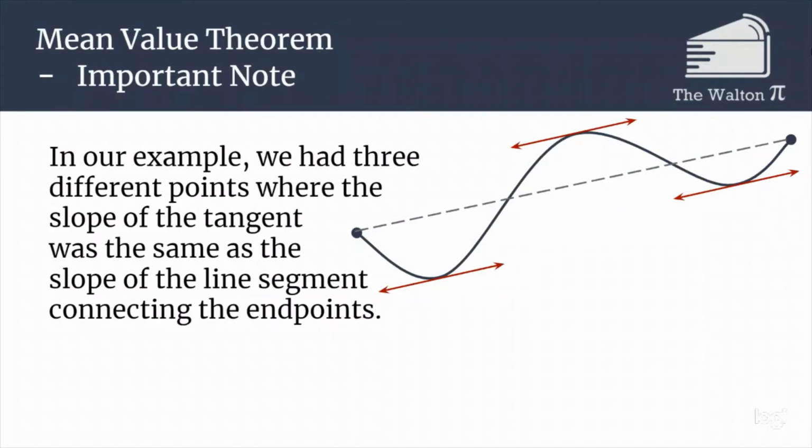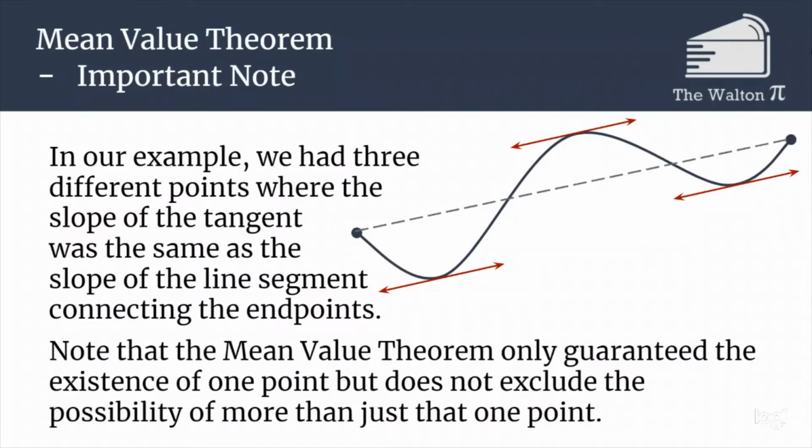So in our example, we had 3 different points where the slope of the tangent line was the same as the slope of the line segment that connects the two endpoints. The mean value theorem only guarantees that 1 exists. It doesn't tell us that there's 1 or 2 or 20. It doesn't tell us how many. It just tells us that there is at least 1. But on the other hand, it also doesn't tell us there can't be more than 1. All it does is guarantee that there is at least 1 point where the tangent line is parallel to the line connecting the endpoints.